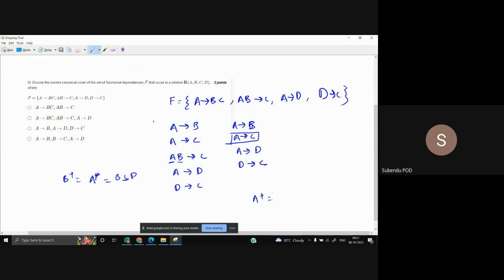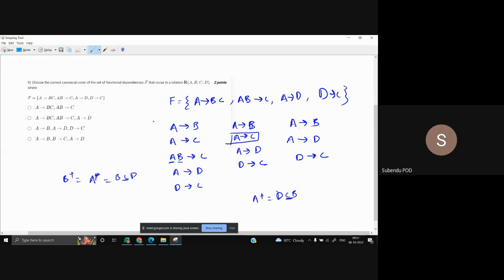You have to find the A closure. A closure is D, C, B. You can see the C is present, so C is redundant FD, right? A determine B, you have to remove immediately. A determine D, and the D determine C, right? After this, it is clear.